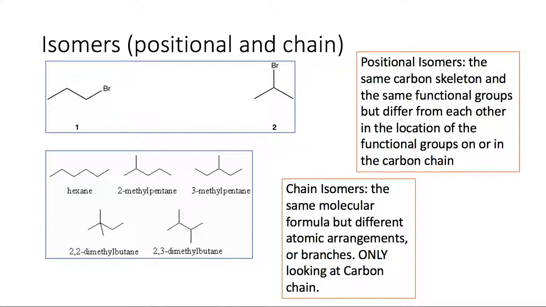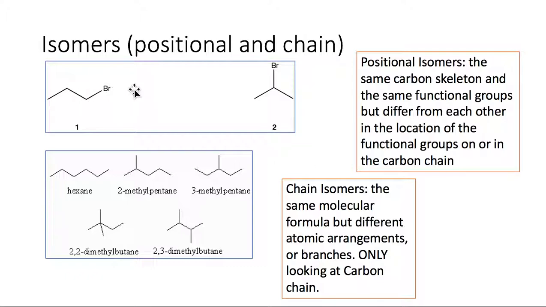Now, we're going to go over isomers, right? As I promised you, we have to cover positional and chain isomers, which are the easiest ones that you can ever think of. So, this is the definition of a positional isomer. You have the same carbon skeleton and the same functional groups, but they differ from each other in the location, thus that's why it's positional, of the functional groups on or in the carbon chain.